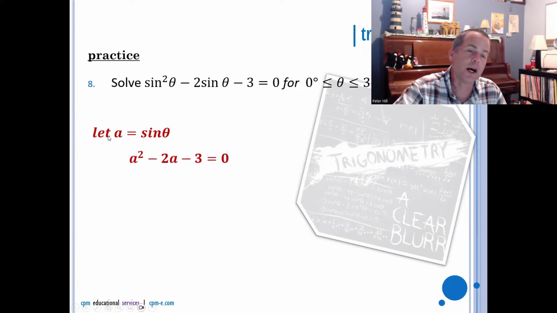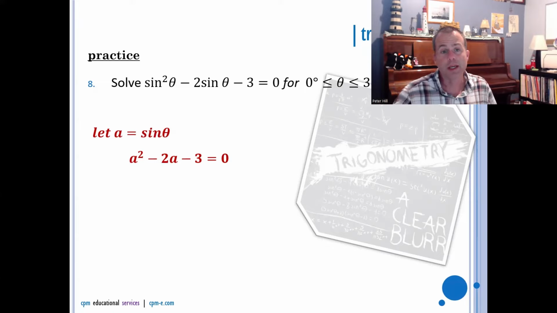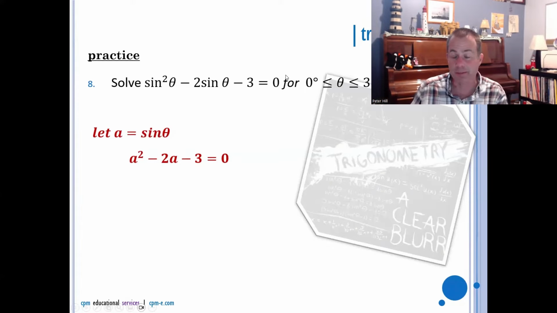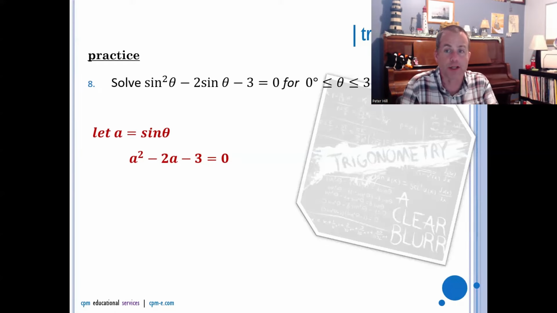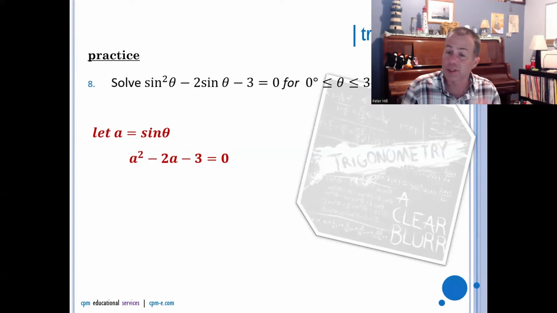So if I said let a equal sine theta, now I'm looking at a squared minus 2a minus 3 equals 0. Friends, can I get on a soapbox for a sec? It's really important that you say equals 0. If you drop that equals 0, nothing that you say in math makes any sense anymore. You can't use the zero product principle if your product doesn't equal 0. So it is super important in your communication that you keep that equals 0 there.